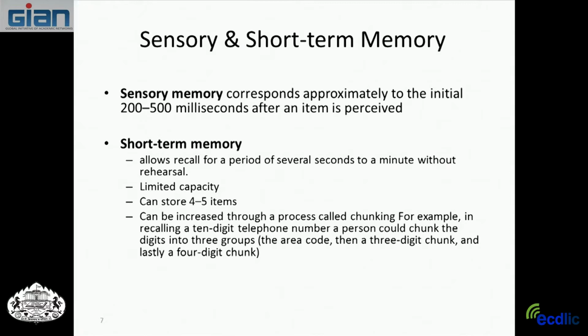There are different ways you can try to increase your short-term memory, for example, a process called chunking. In recalling a 10-digit telephone number, a person could chunk the digits into groups. In the US, we have an area code, which is 3 numbers. Then the first part is 3 numbers, and the last part is 4 numbers. So you could try to remember these as chunks of information, or if it's something easy to remember, like 1, 2, 3, 4, 5, 6, 7, 8, 9, that's an easy way to recall.